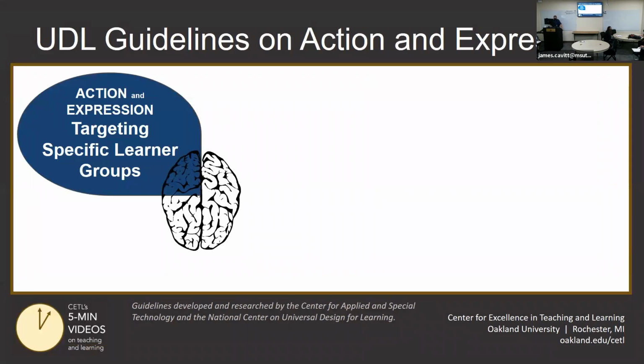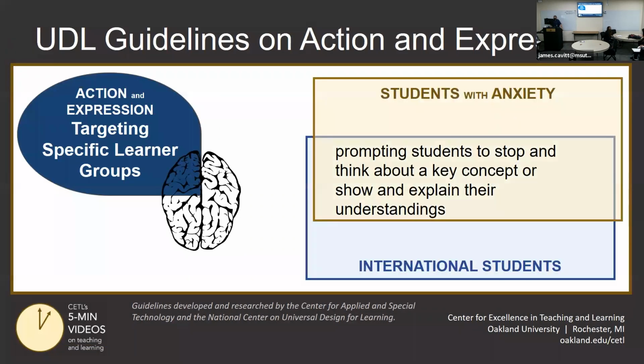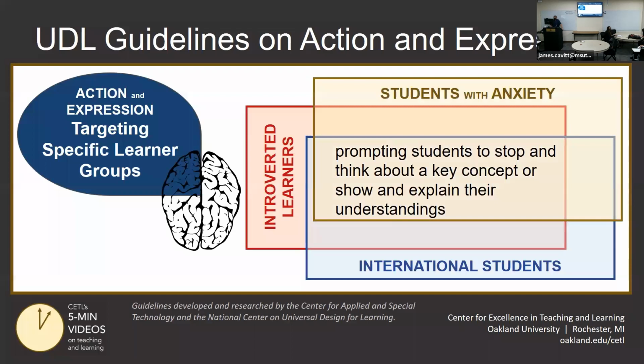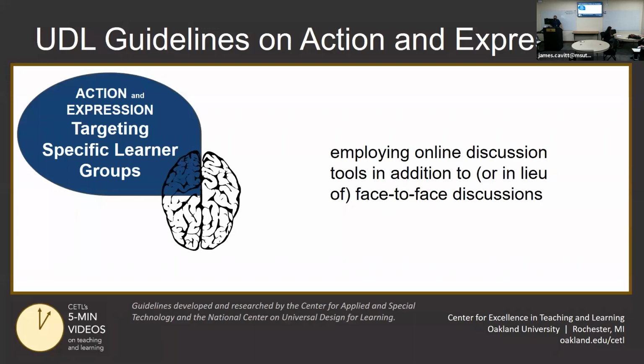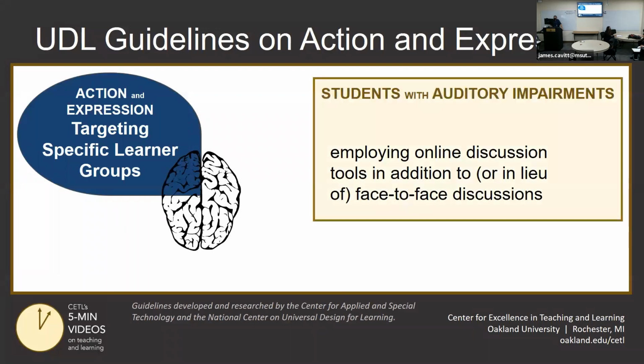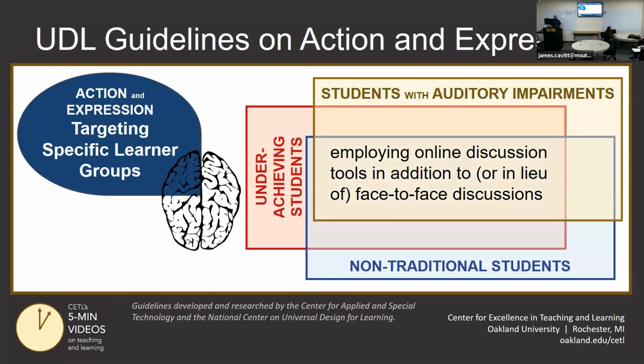For example, prompting students to stop and think about a key concept or show and explain their understandings can help students with anxiety, international students, or introverted learners in demonstrating their knowledge. Or employing online discussion tools in addition to or in lieu of face-to-face discussions can enable students with auditory impairments, non-traditional students, and underachieving students, among others, to more effectively share their thoughts and ideas.